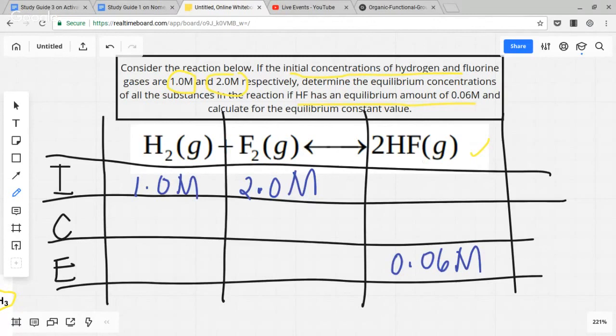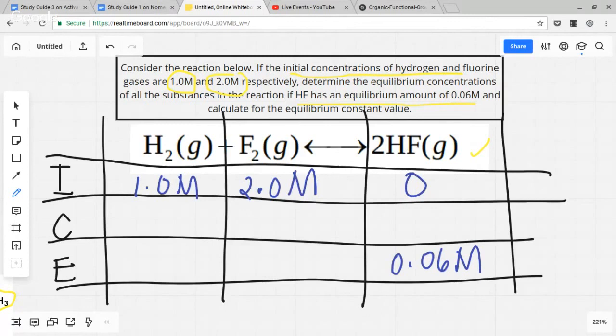And because HF is a product and no initial amount is given to it, we can safely assume that our product is empty, nothing at the onset of the reaction. So you've got no product at all. So in this case, we are now ready to fill up our change.